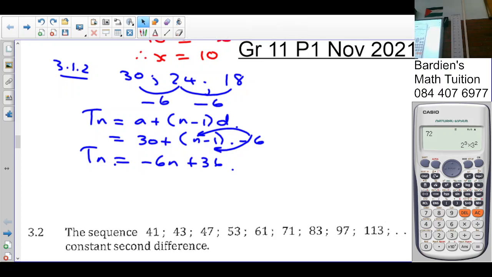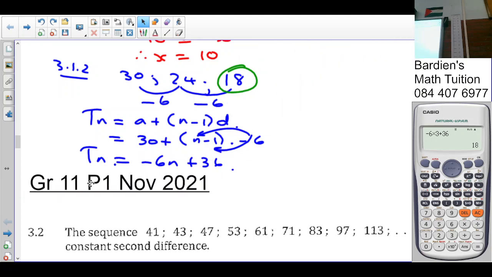And we can test it. Negative 6 times 3 plus 36. As we know, term 3 of the sequence is 18. So if my answer is 18, then I've done the job. I never test on term 1, and you shouldn't test on term 1 either.